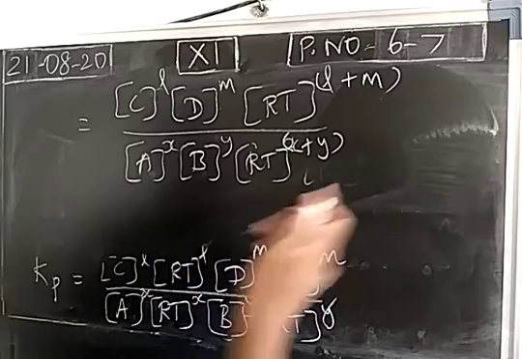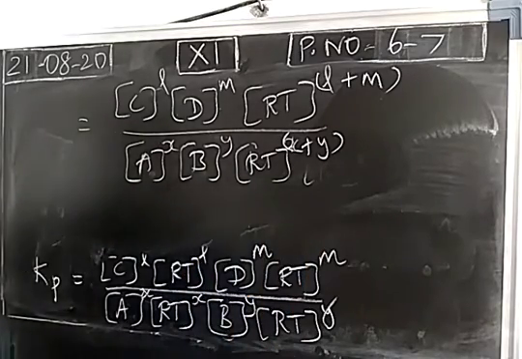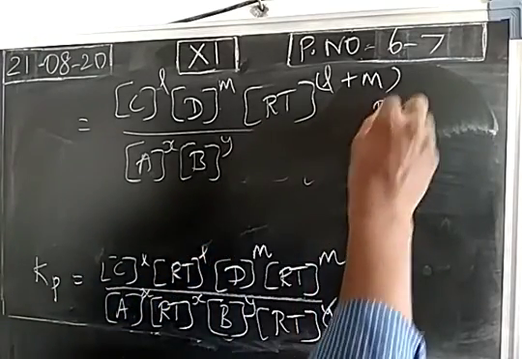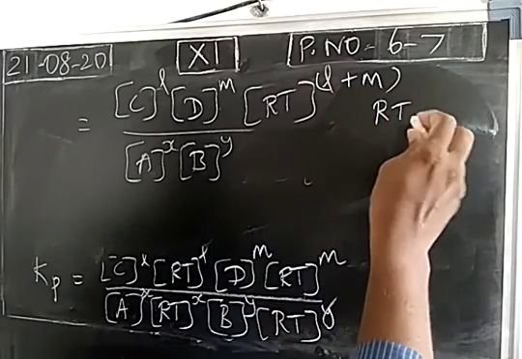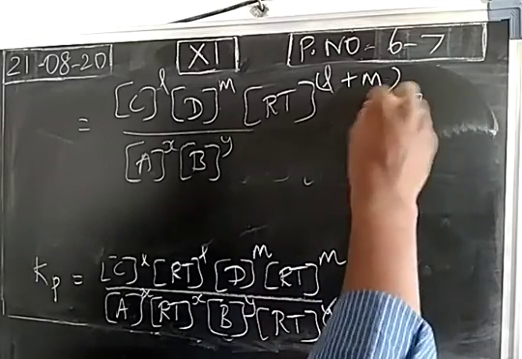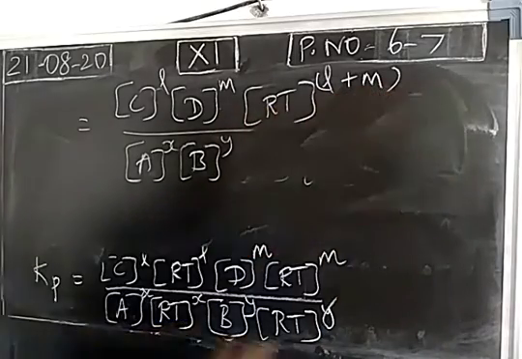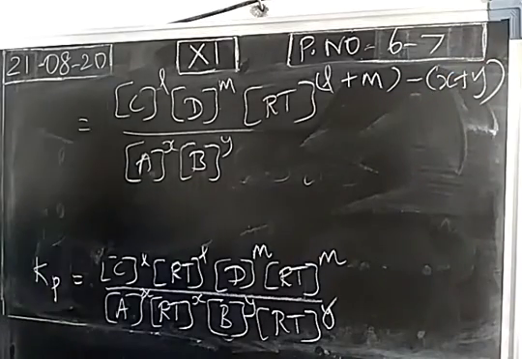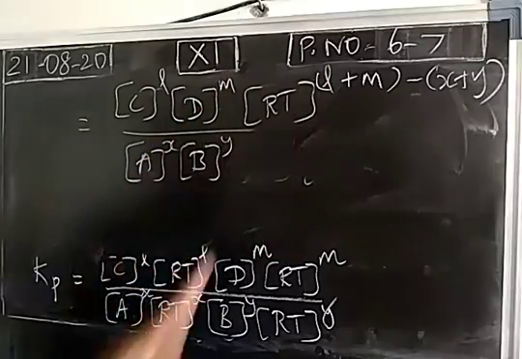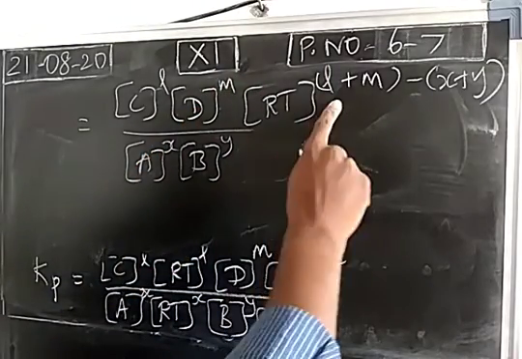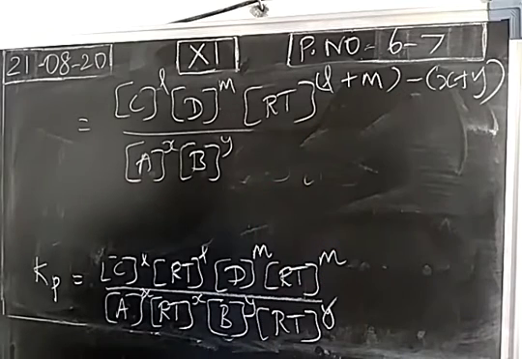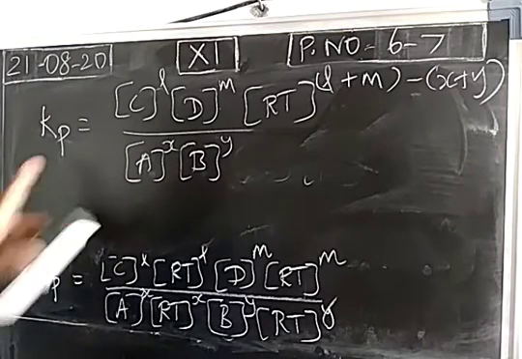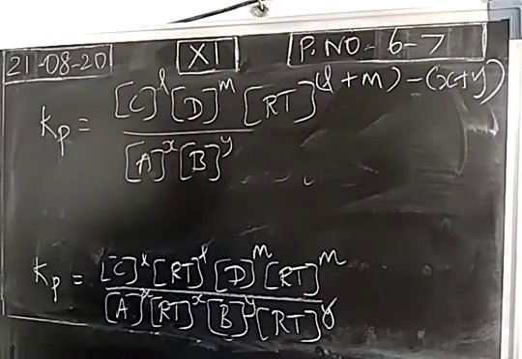Then when it goes to the numerator, it can be written as what? So the term is rearranged as RT power L plus M minus X plus Y. So this is the equilibrium constant in terms of partial pressure. We have obtained this equation.